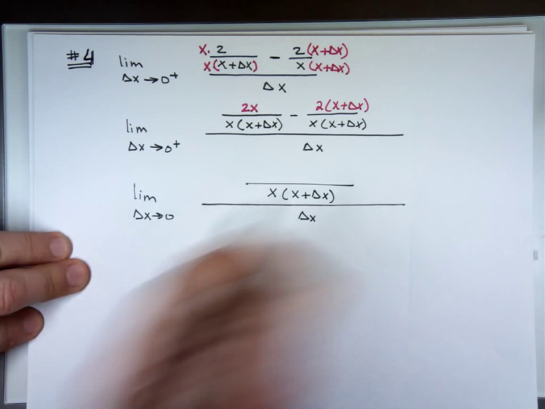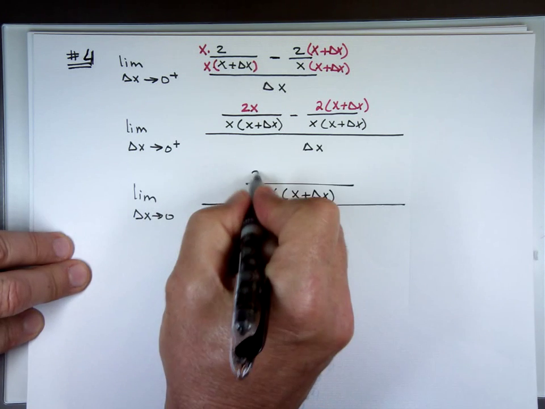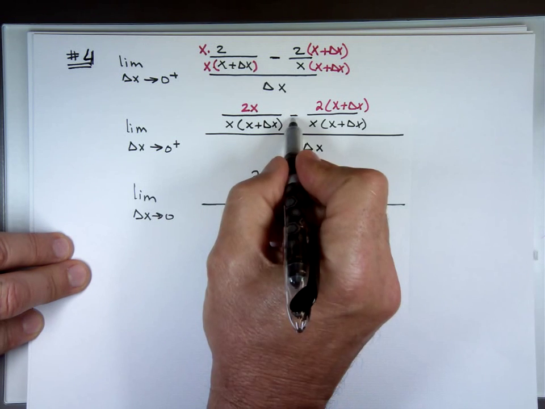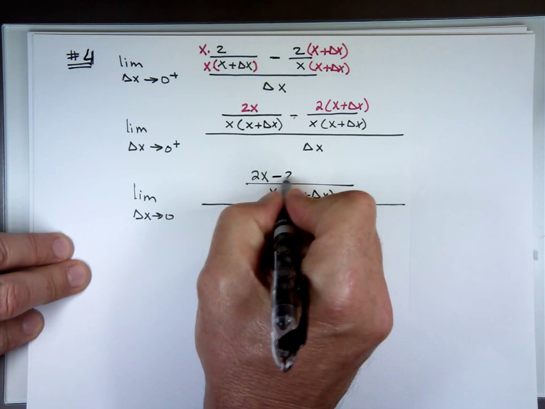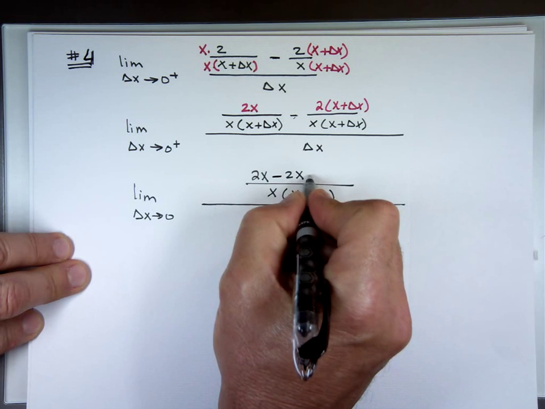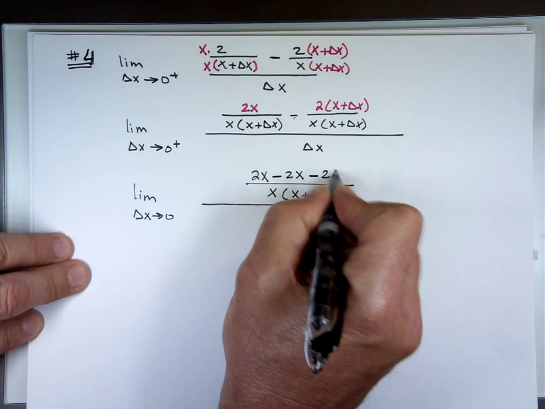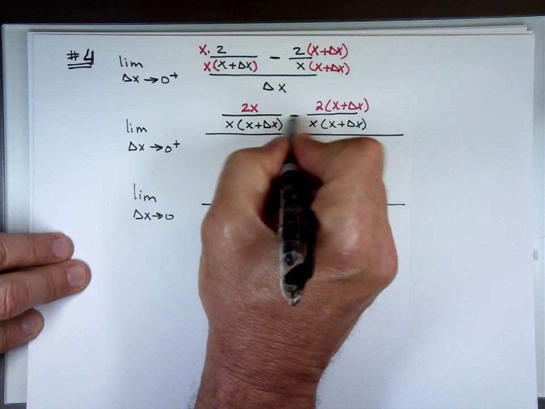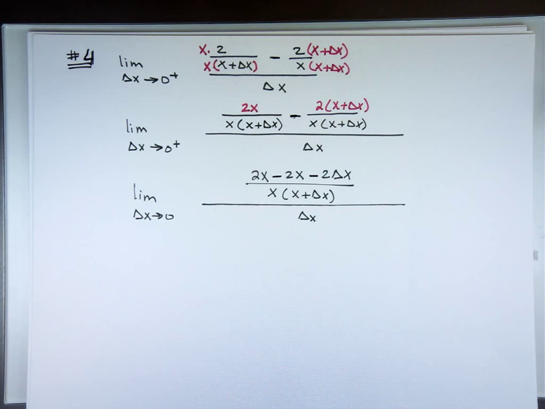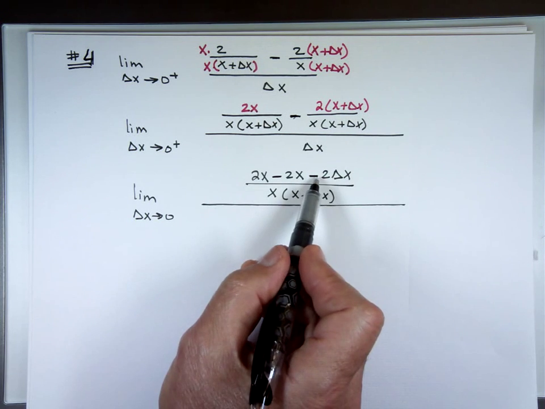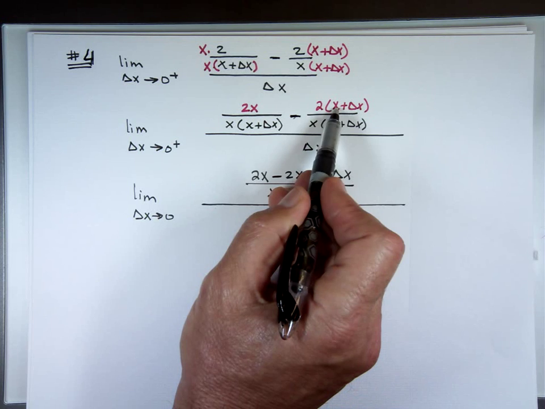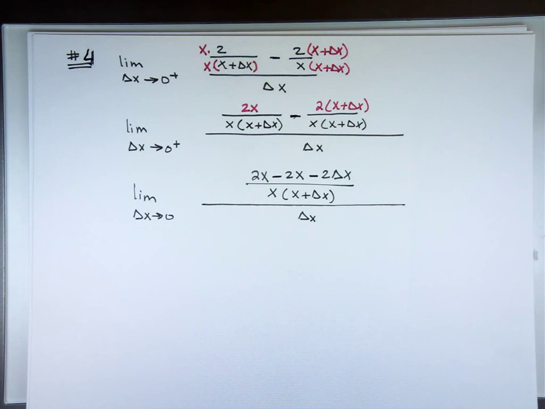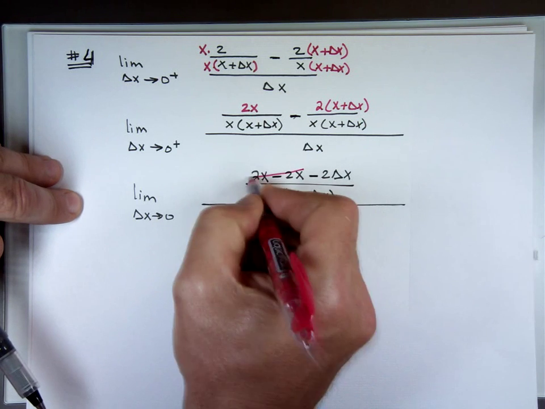And what are you going to have on the top? Here's the 2x. This will be minus what? 2x minus 2 delta x. It's minus, not a plus, because there's a minus here. That's minus the whole thing. Everyone see why that sign's a minus 2? Because this minus here, it's minus 2 times that and minus 2 times that. And notice these will cancel each other out.